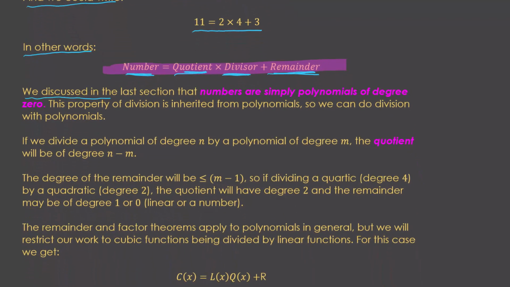We discussed in the last section that numbers are simply polynomials of degree 0. This property of division is inherited from polynomials. So we can do division with polynomials, although you're not going to actually need to do that as yet. There's ways around it.